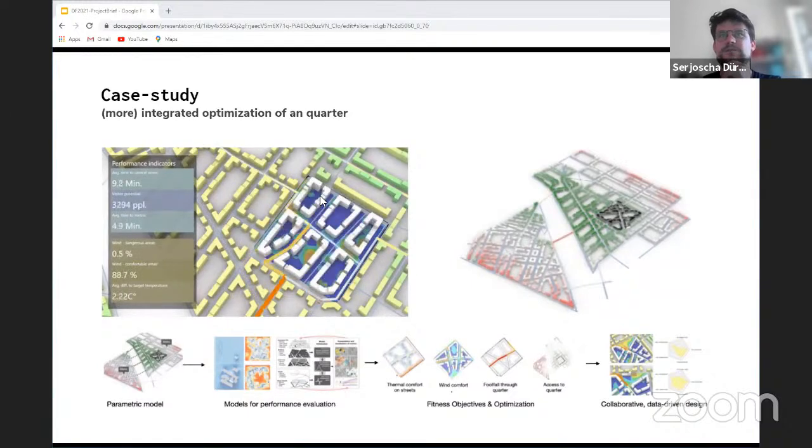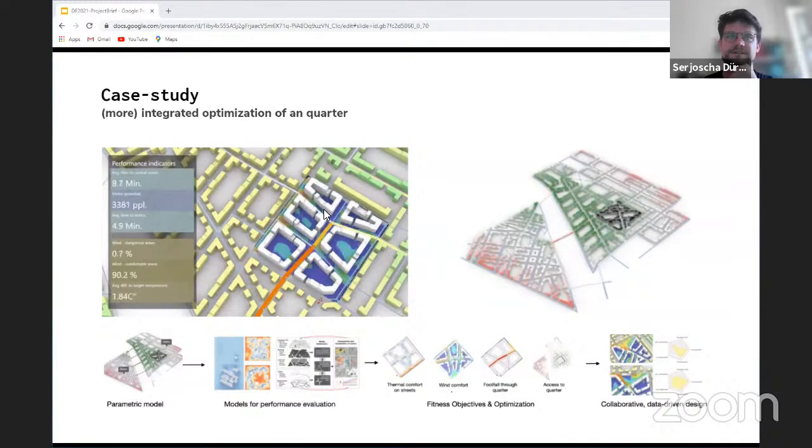Essentially, you have these multiple blocks here. A street segment is rotating in the middle. The other ones are generated automatically. And then we have, I think, 6 fitness objectives and 4 simulation engines running in the background, including the CFD simulation you see here.